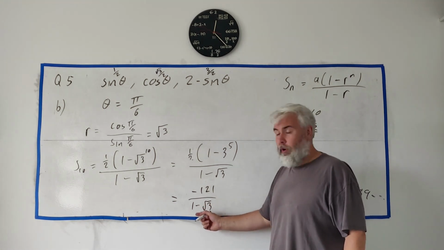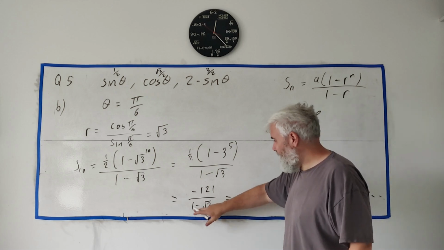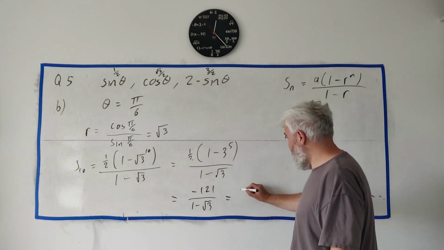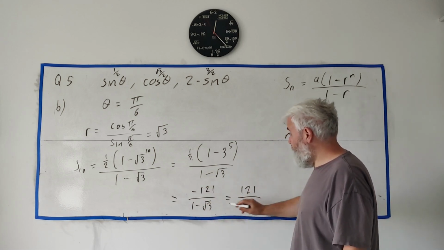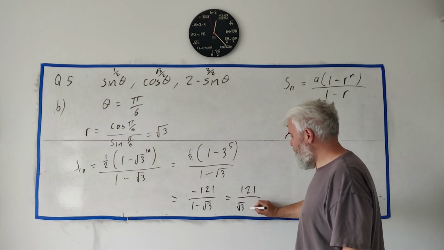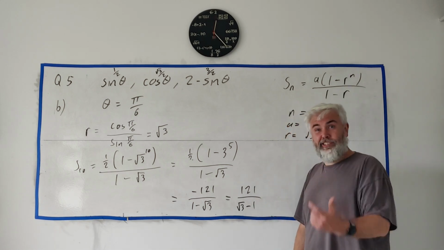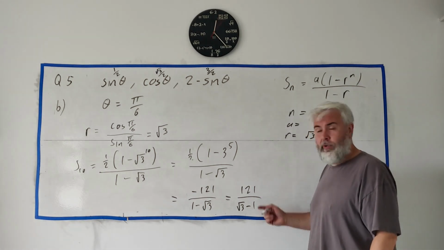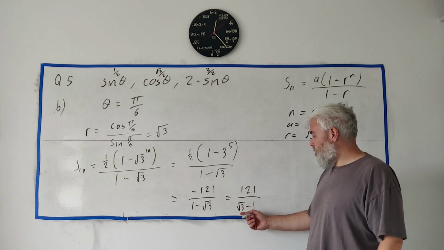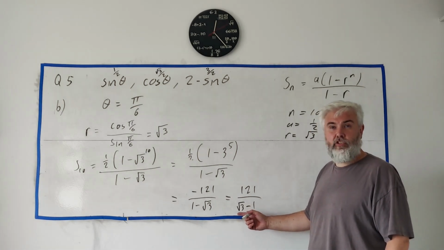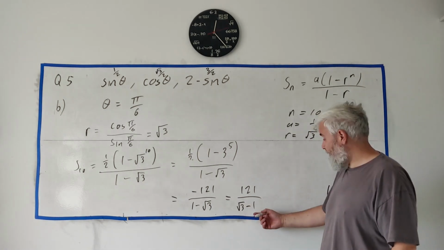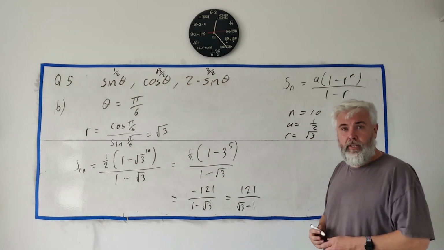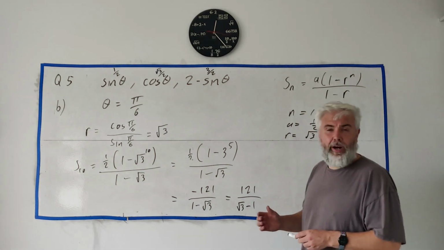So these are in the wrong way. So we can change that. Multiply everything by minus 1. The top by minus 1 is this. The bottom by minus 1. Square root of 3 minus 1. That looks exactly what they wanted. b on top. Turns out b is 121. c, a square root of c. Turns out c is 3, minus 1. And that's the answer to part B.